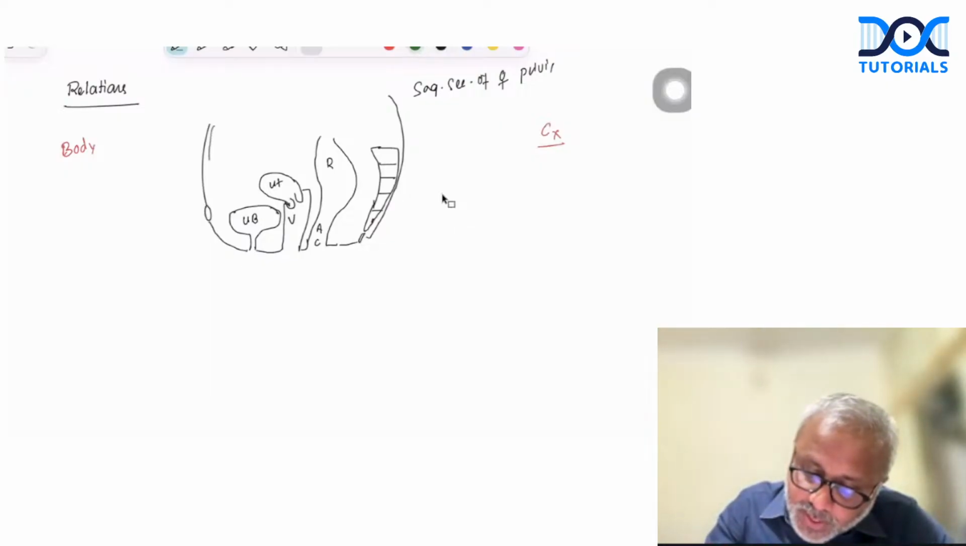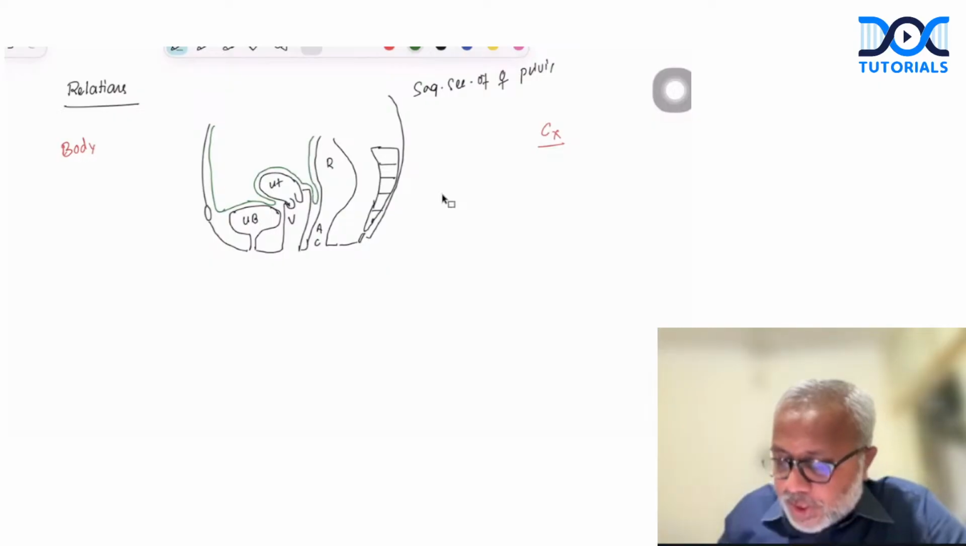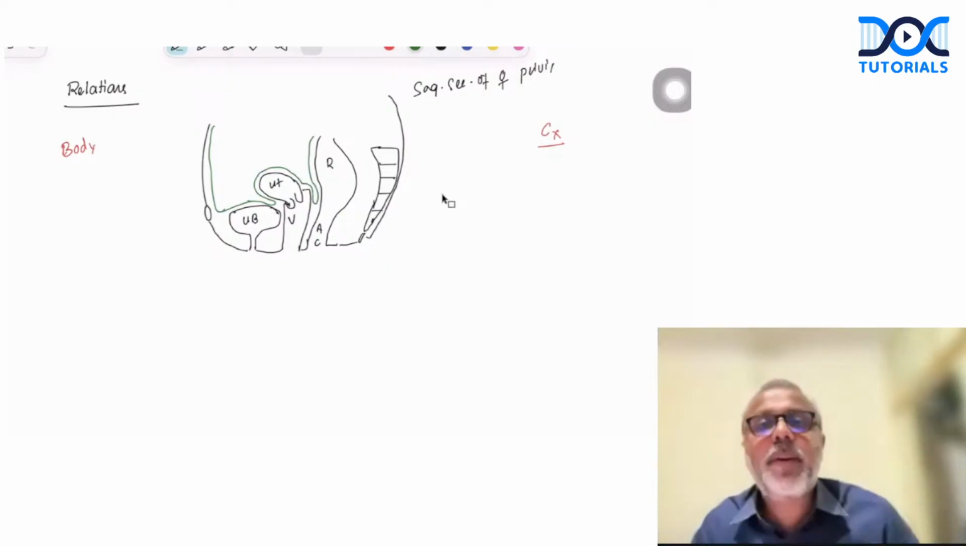So peritoneum of the greater sac lines the superior surface of the urinary bladder, gets reflected onto the anterior surface of the uterus, then covers the posterior surface of the uterus, posterior vaginal wall, gets reflected over the upper 2/3 of the rectum. This is the peritoneal pouch or peritoneal relations.